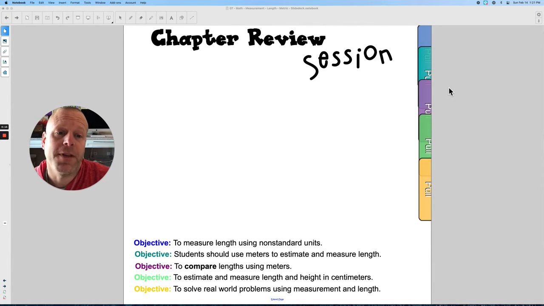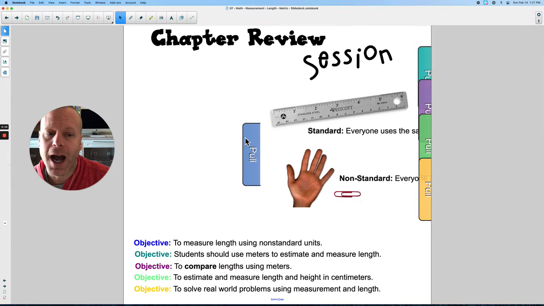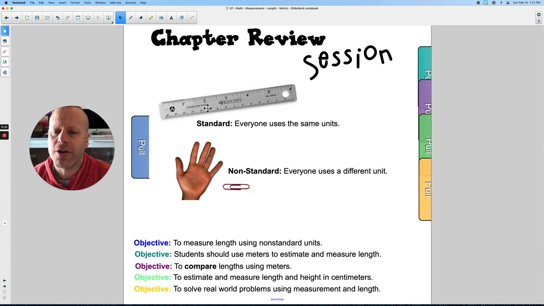So the first couple things I'm going to ask you to do is to think about non-standard units. So standard is when we all use the same thing. We all use that same ruler to measure something. There are some definite advantages when everyone uses the same units because it's nice to communicate with each other and to share those measurements and have them be the same. It's a little easier sometimes though to measure with what you have.